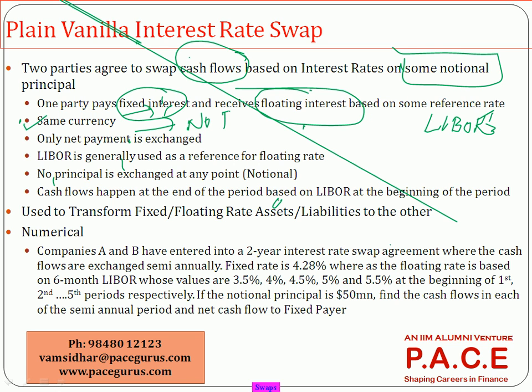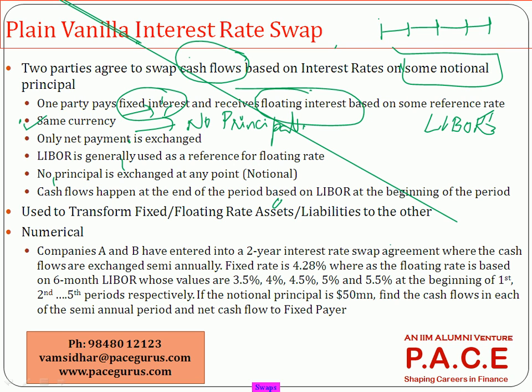In currency swap, we will see, because the currencies are different, principal exchange happens there. Whereas in interest rate swap, principal exchange does not happen. Only the interest rates get exchanged between both the parties. And one more thing is, you should look at a swap as a series of forward contracts.